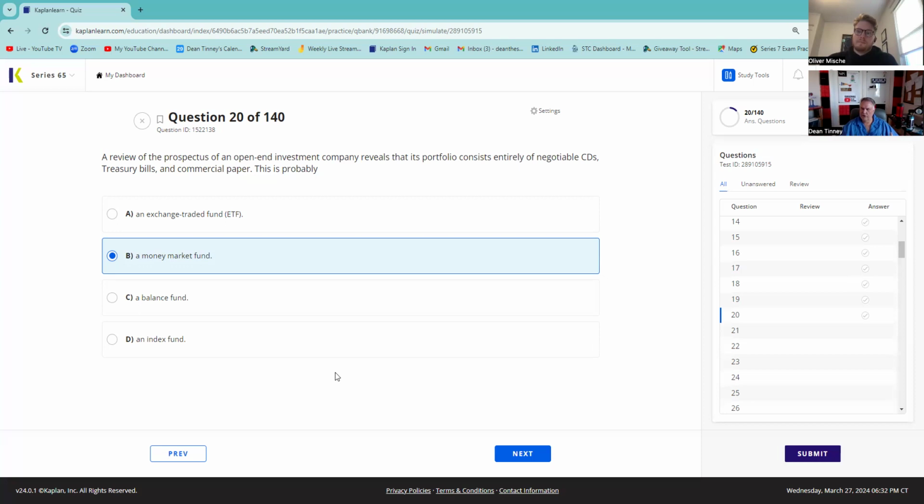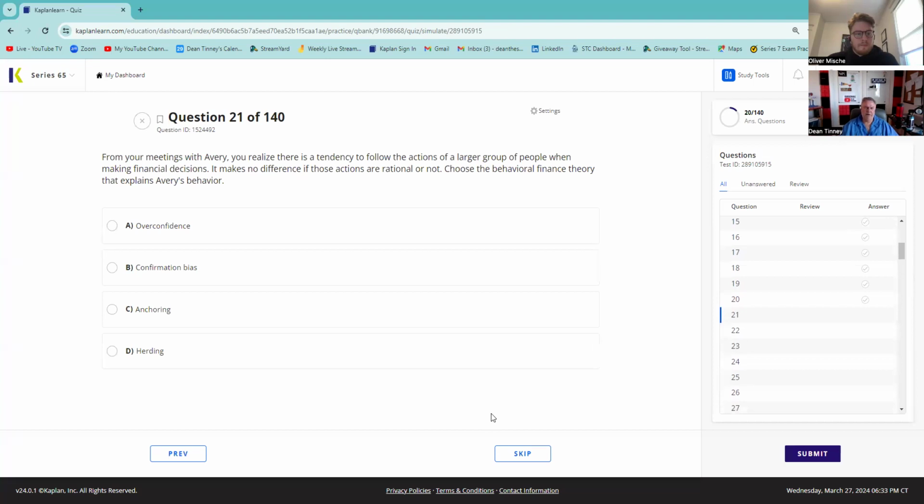And then they ask, what should you do with the proceeds from that house sale in California? And you'd say money market fund, right? So that money's available when they decide to squeeze the trigger. From your meetings with Avery, you realize there's a tendency to follow the actions of a larger group of people when they're making financial decisions.